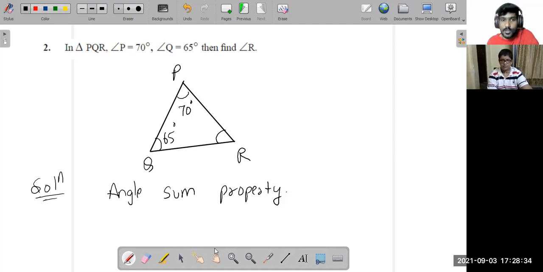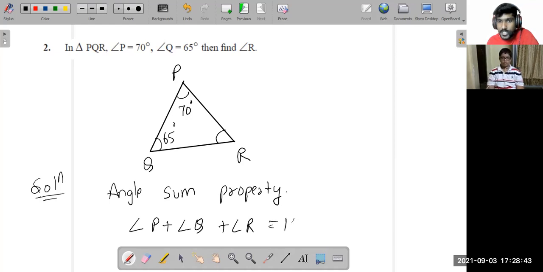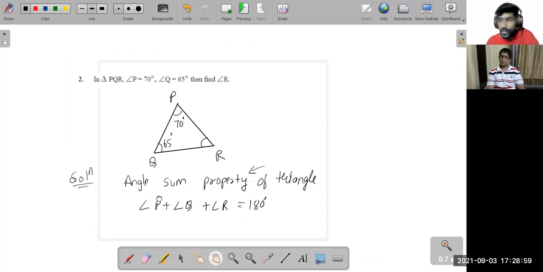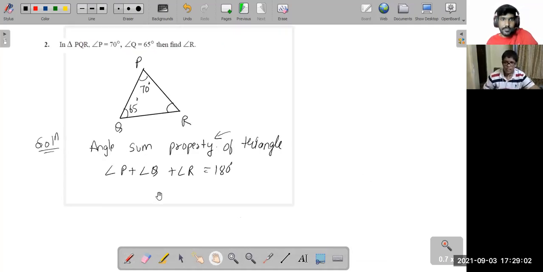Yes. Okay, but note one thing, what you're using is angle P plus angle Q plus angle R equal to 180 degrees. This is called the angle sum property of a triangle. Then substitute and complete it. Do this right now. You got 45, no? Yeah, 45 is right. Okay, write it down, complete it.